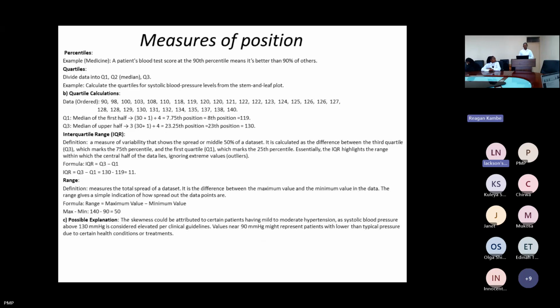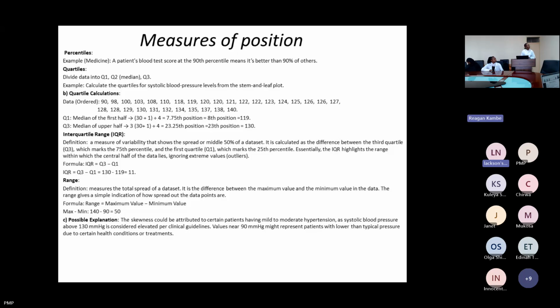And then we also have measures of position. We will use the stem and leaf plots to calculate the measures of position. In percentiles, a patient's blood test score at the 90th percentile means it's better than 90% of the others. The quartiles: we have the upper quartile, the middle quartile, which is the median, and the lower quartile. We organize our data in ascending order.